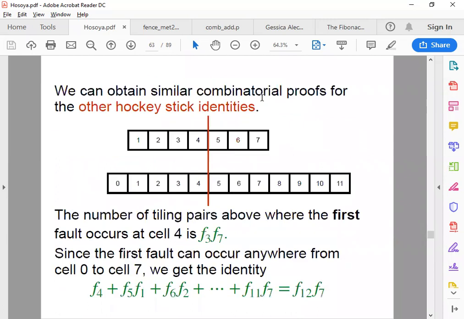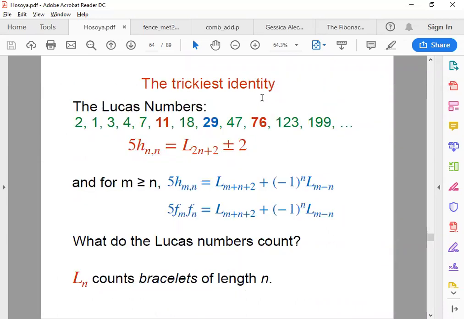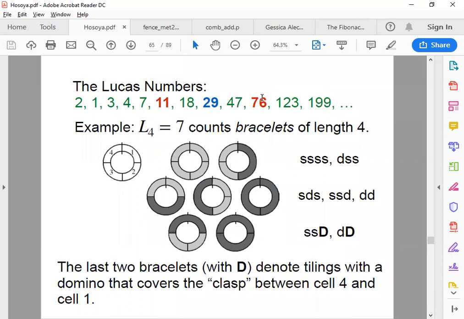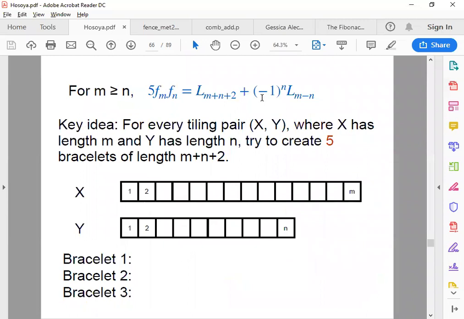I'll skip the more general hockey stick identities. You just draw a slightly different picture and you can get that as well. The trickiest identity, I don't think I'm going to have time for, but I'll give you a whiff of what that's about. How would you prove that 5 times this product is a Lucas number plus or minus a Lucas number? Essentially, we're trying to show that the Lucas numbers count bracelets. That's tilings where you're allowed to cover the clasp, where you're allowed to go from cell n to cell 1 with a domino.